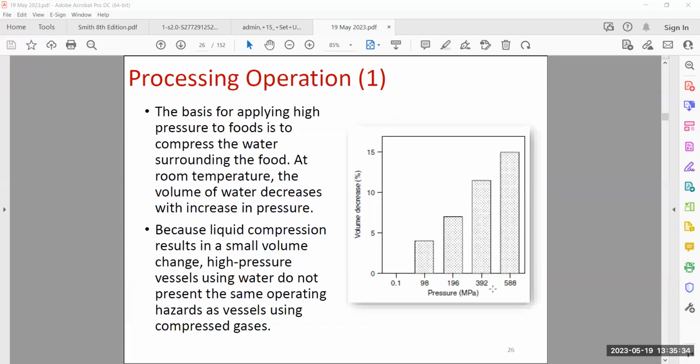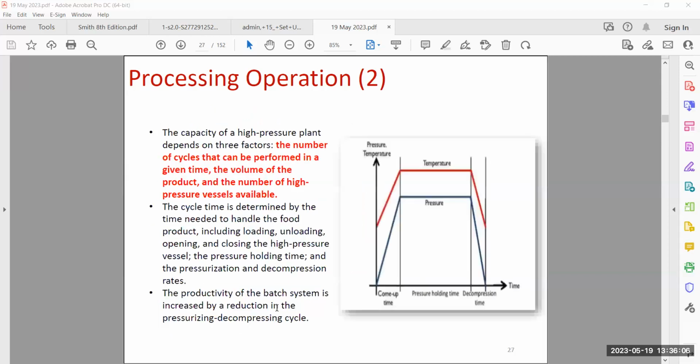Okay. So the processing operation, talking about high pressure processing, of course, we're talking about pressure. So the basis for applying high pressure to food is to compress the water surrounding the food. So the water being the medium of it. And at room temperature, the volume of the water decreases with increase in pressure. Of course, it's being compressed, correct? And because the liquid compression results in small volume change, high pressure vessels using water do not present the same operating hazard as vessels using compressed gases. So it's quite safe. Okay.